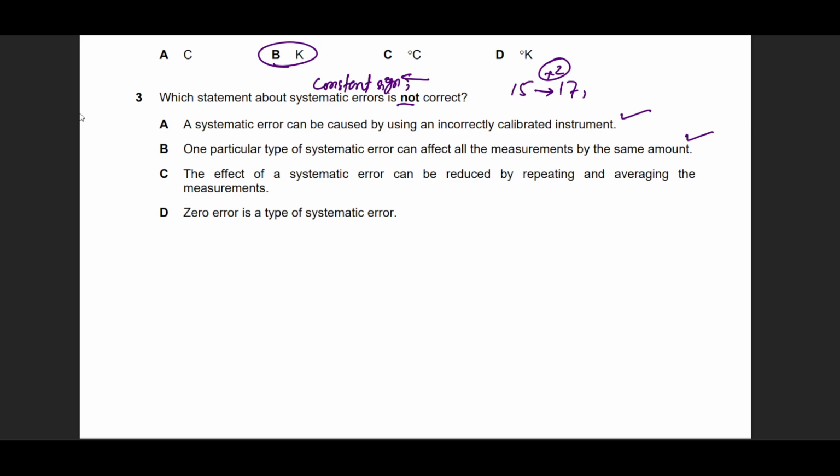Then we move towards 0 error. 0 error is a classical example of systematic error. So option C seems to be the correct answer by elimination, but let's discuss this. Effect of systematic error can be, no. By repeating and taking average, random errors can be reduced. But for systematic errors, you have to identify where the problem lies. And if you identify where the problem is, if you correct it, the error is gone completely. Random errors can be minimized by taking repeated readings and taking average.